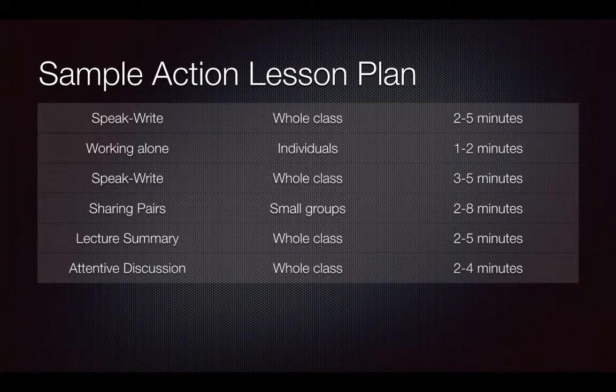Next, attentive discussion. Give them a couple of minutes. Who would be willing to share your ideas or reactions or questions? Again, this is a chance to clarify as needed.